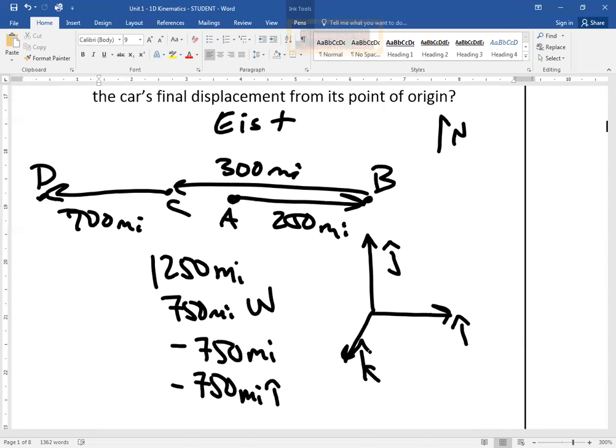750 is in the opposite direction of i. Yeah, to the left, right? So the minus i direction would be to the left. Okay, let me give you another example.